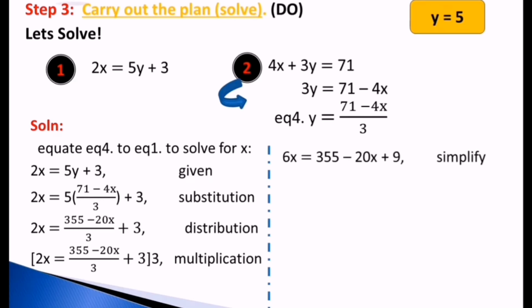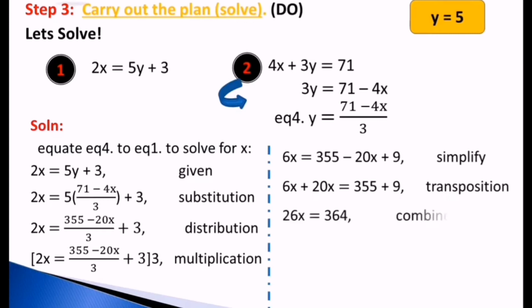Again, we are very concerned with the value of x. So what we're going to do is transpose negative 20x to the other side. From negative, it becomes positive. So the picture is like this by transposition. Then right after that, since it is very applicable to add them by constant and by variable itself, we have now 26x equals 364 by combining like terms.